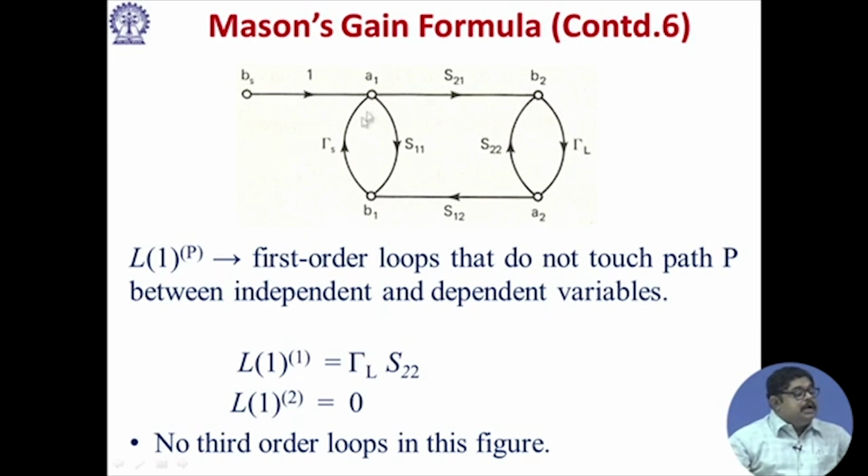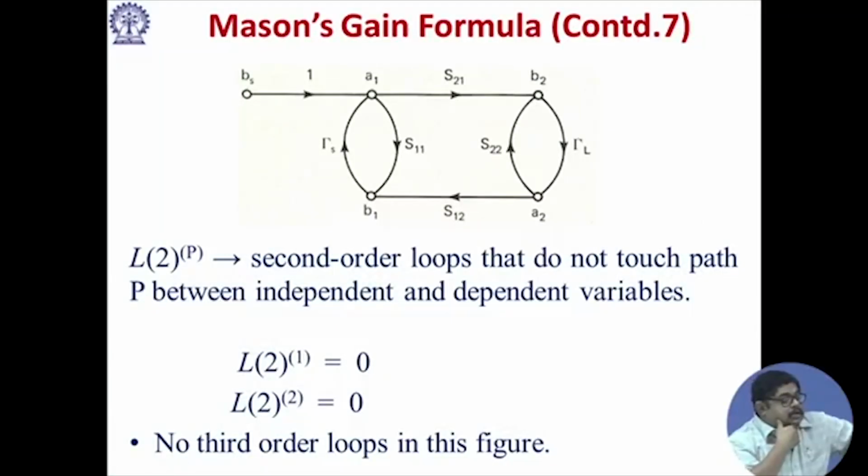And is there any first order loop which is non-touching with the second path? What was our second path? This to this. Now, you see all the loops are touching this path. So, L12 is equal to 0, and among these three loops, is there any triplet of non-touching loops? No. So, no third order loops in this figure.